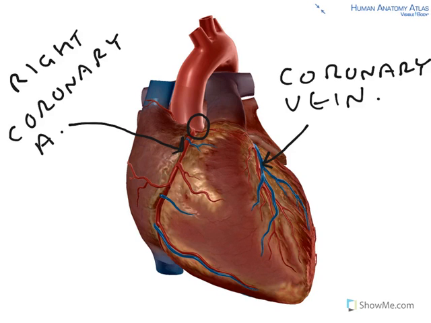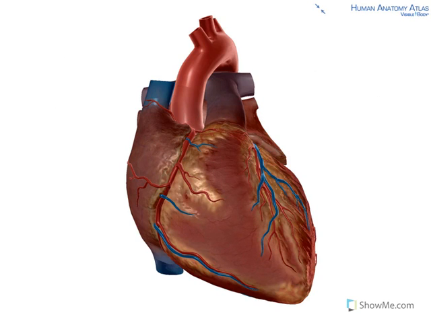And what these do is they drain deoxygenated blood from the heart muscle back to the right atrium, which is the common chamber that receives deoxygenated blood. So we've covered the great vessels and the coronary vessels.